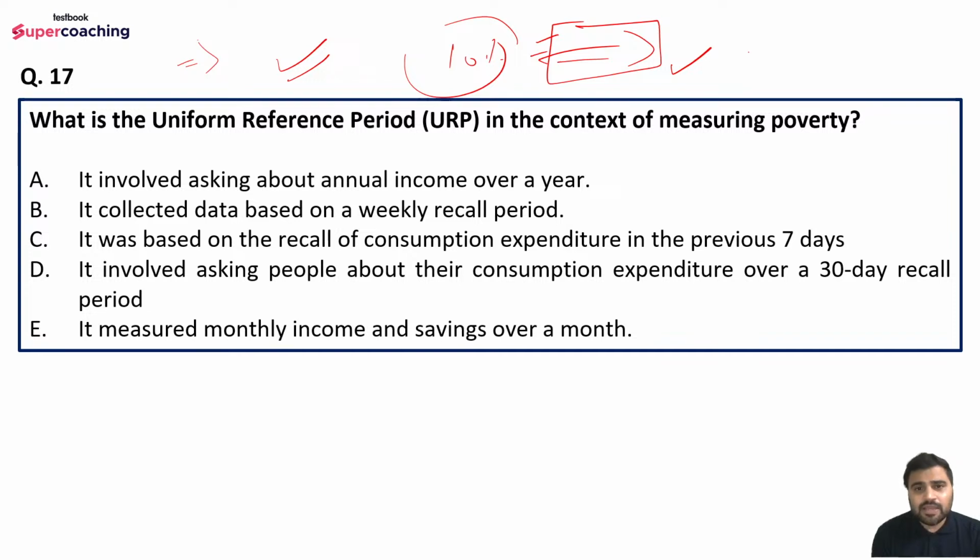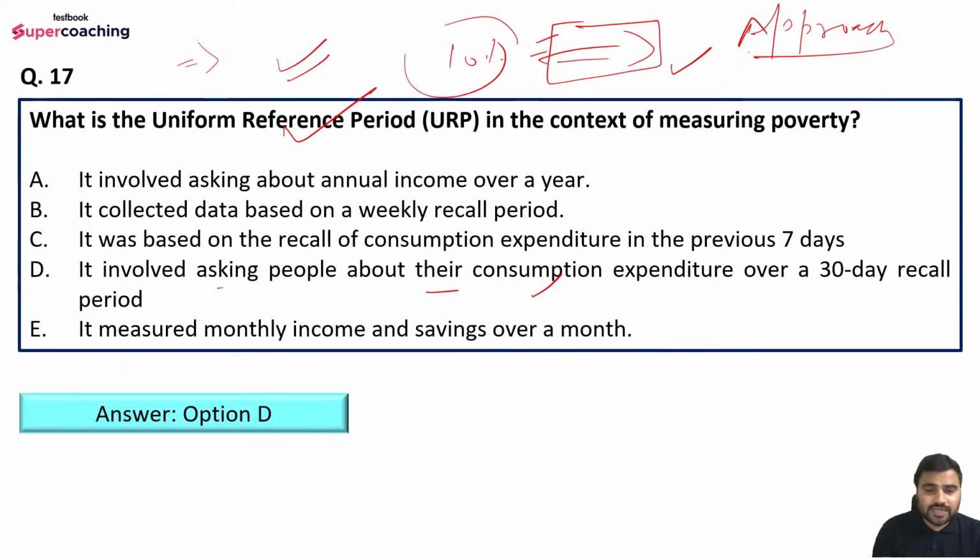So in order to conduct the survey, there are different approaches. There are different approaches when the government conducts a survey. One of the approaches is the uniform reference period. So what happens in the uniform reference period? Surveyors ask people about their consumption expenditure over a 30-day recall period, right? That is why D is the answer.